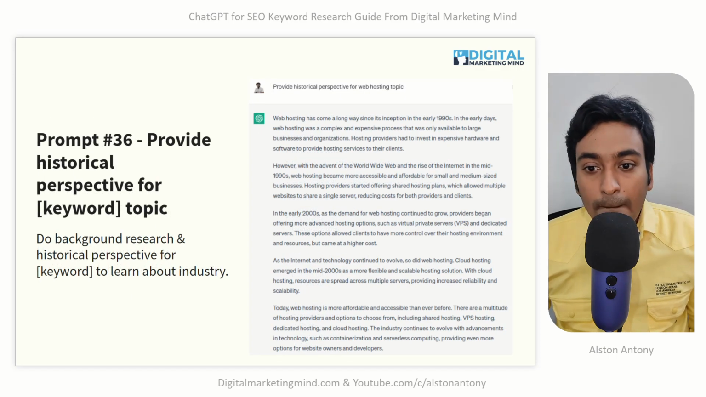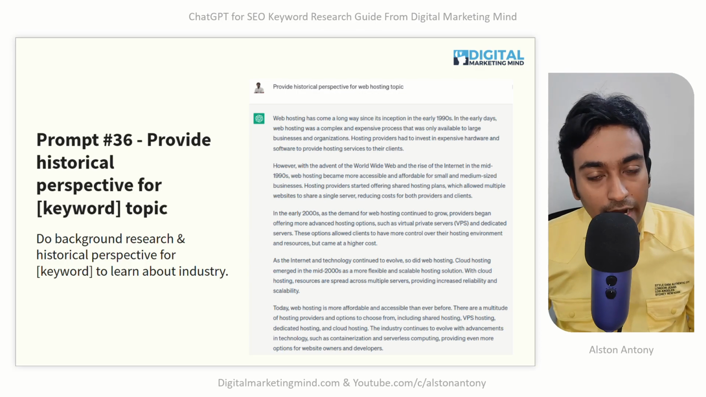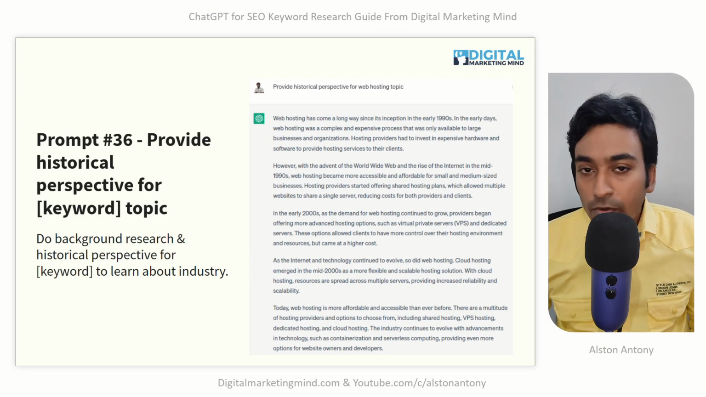Prompt 36. Provide historical perspective for a keyword topic. This is also good when you wish to learn about your industry. Let's say, for example, you are coming into this industry as new and you don't have any idea what it is about. To learn about this industry, I recommend using a prompt similar to this: provide a historical perspective for the web hosting topic. You can see ChatGPT automatically explaining everything for me from the start to the present. So you can use this prompt to create a historical perspective for your keyword topic.